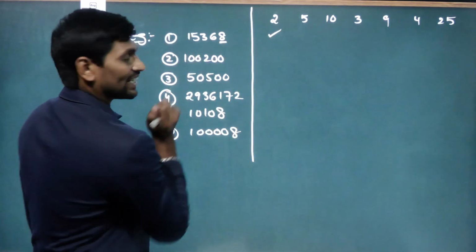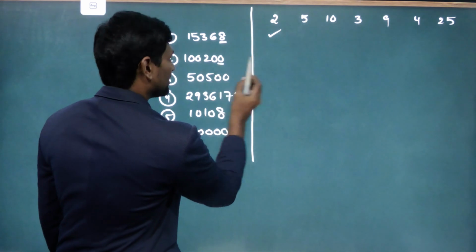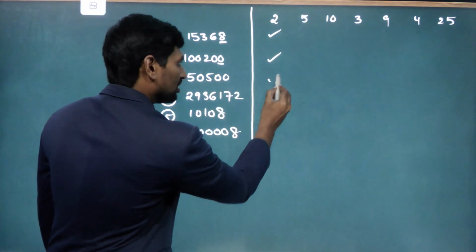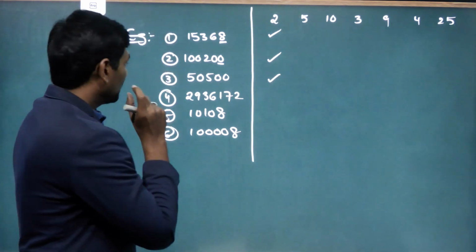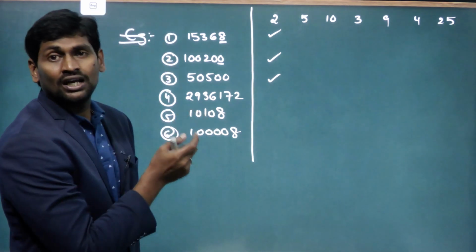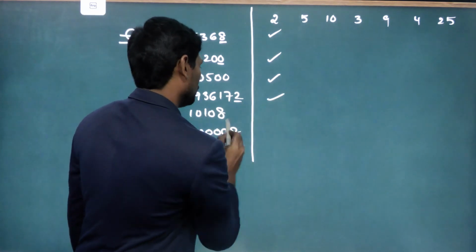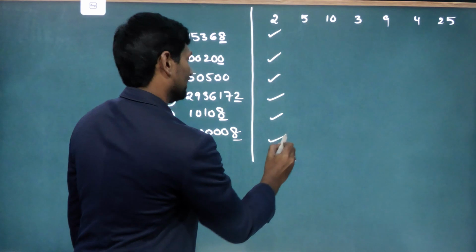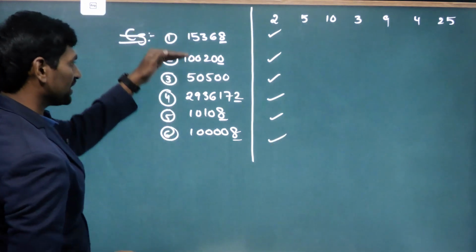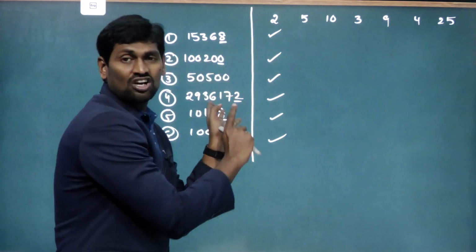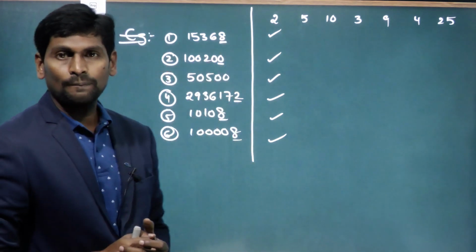Let us check for the second number. Last digit is 0. Yes, it is also divisible by 2. The third one is also divisible by 2 because 0 is present in its units place. And here, 2, 8, 8. While you are observing, these composite numbers are all divisible by 2 because all are ending with zeros or even numbers. Okay? Check.